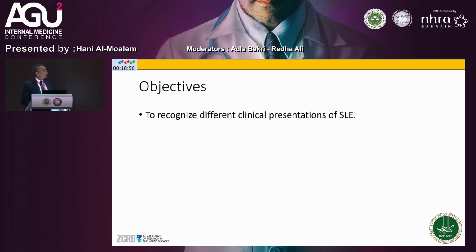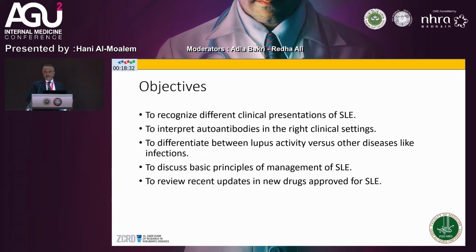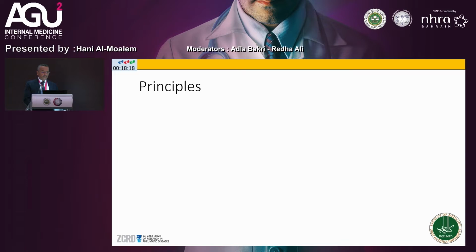So the objectives of my talk today are to recognize different clinical presentations of lupus, to interpret autoantibodies in the right clinical settings, to differentiate between lupus activity versus other diseases like infections, and to discuss basic principles of management of SLE. I know this is a general medicine conference, so I will just touch on the basic principles that internists and primary care physicians should be aware of, and review some recent updates. I won't spend too much time. I know it's not a specific rheumatology conference, it's a general medicine one, so I'll just touch base on the recently approved drugs or some of the common drugs that are used in lupus without FDA approval.